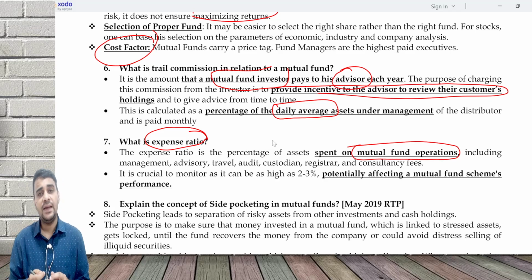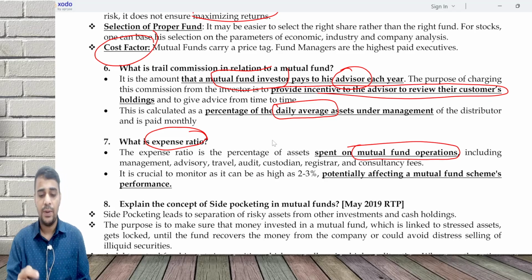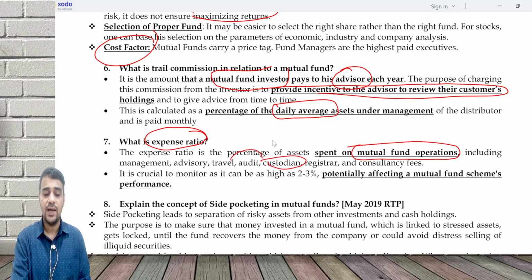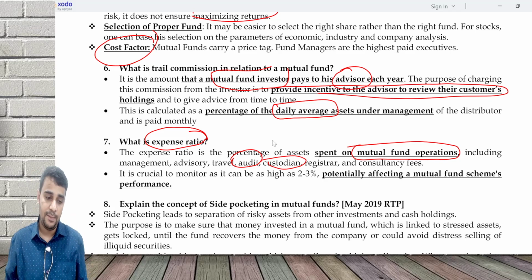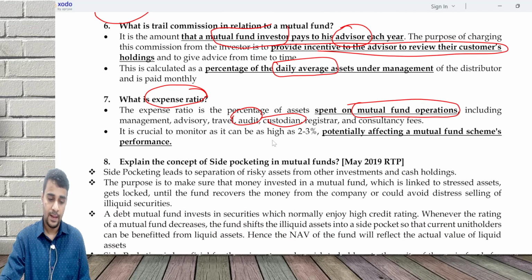You will have to maintain records. There is an office which is needed. Some consultancy requirement can be there. Custodian is there. Audit is there. So for all of this, you will have to incur certain expenses. Who is going to bear the expenses? The mutual fund investor. The MF investor is going to bear all these expenses. Ultimately, he has to pay for all of this.